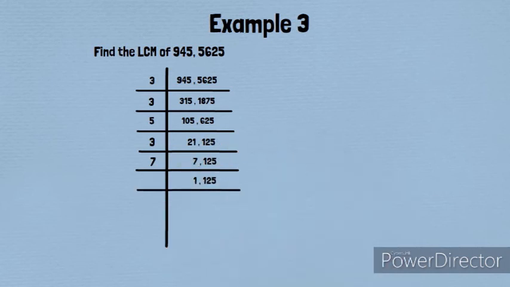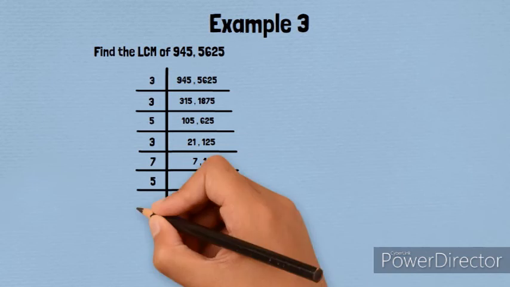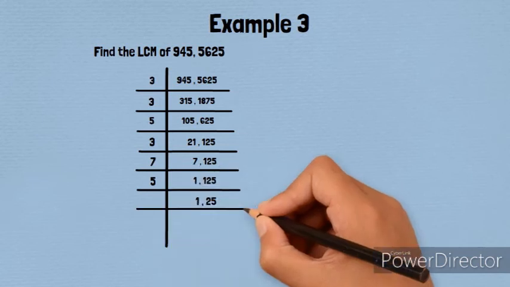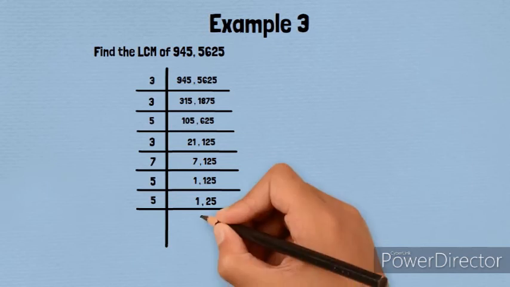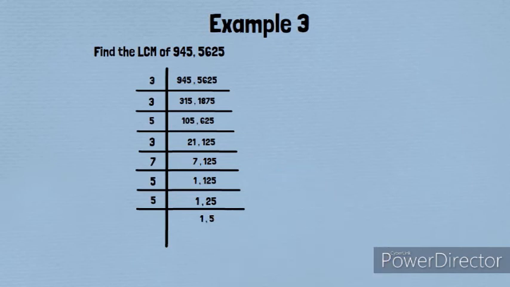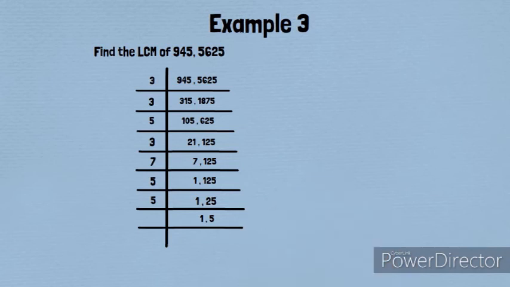Now let's divide by 7. 7 divided by 7 gives us 1. 125 cannot be divided by 7, so we bring down 125. Now let's divide by 5. 1 cannot be divided by 5, so we bring down 1. 125 divided by 5 gives us 25.